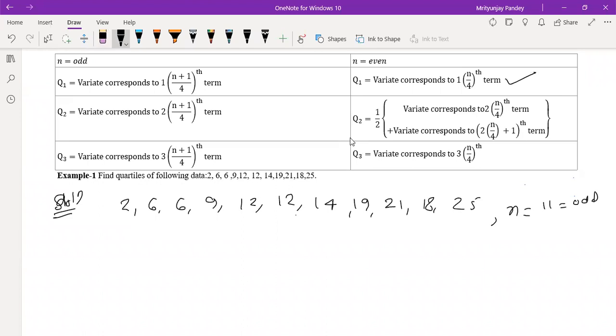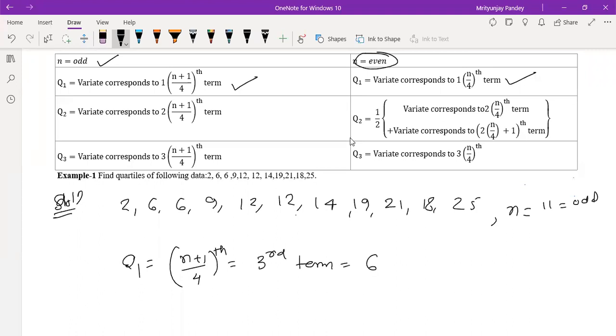It is written here, Q1. Let's go by the formula. So Q1 is (n plus 1) divided by 4, because this formula is for odd. The other one is for even. So (n plus 1) by 4, n is 11, so 11 plus 1 is 12 by 4, that is the third term. What is the third term? 6. So the first one is correct.